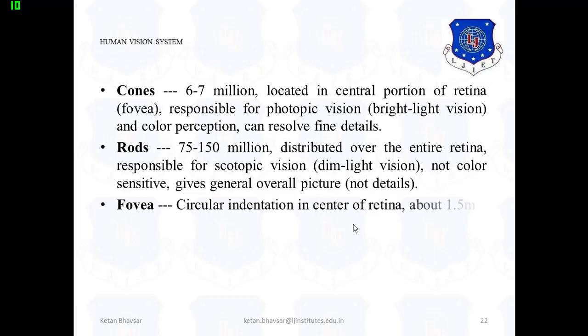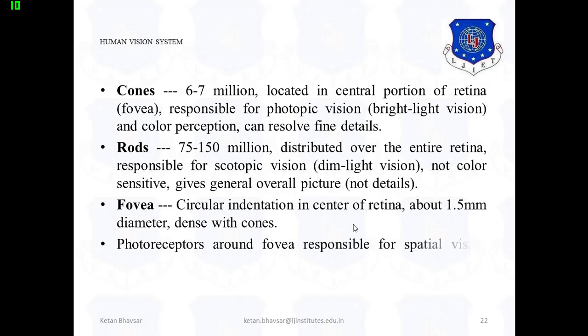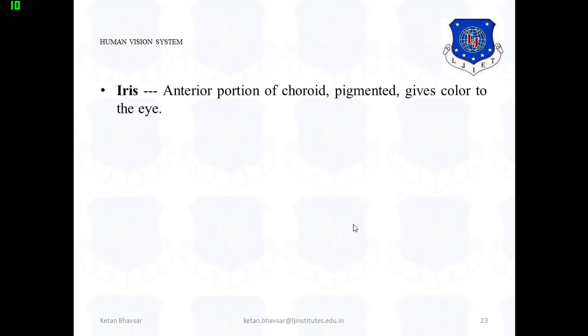Fovea, a circular indentation in the center of the retina about 1.5 mm in diameter, dense with cones, and photoreceptors around the fovea responsible for spatial vision. Iris, anterior portion of the choroid, pigmented, gives color to the eyes. Pigmented, it's an artist's word. It's all about the color.